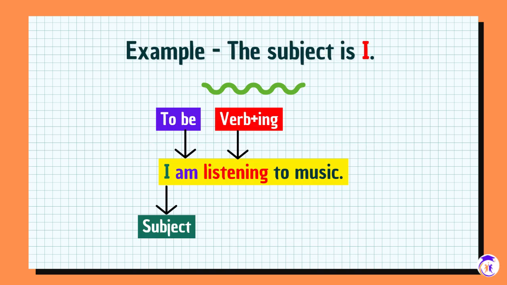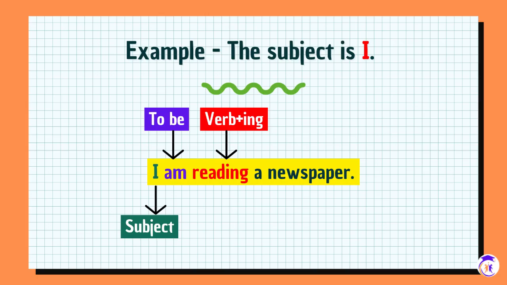Let's consider these examples. When the subject is the pronoun I: I am listening to music. The subject I is paired with am, the correct form of the auxiliary verb to be for I, and the main verb listen takes the ing form to become listening. I am reading a newspaper. Similarly, am is used with reading, the ing form of read, to describe the action happening now.